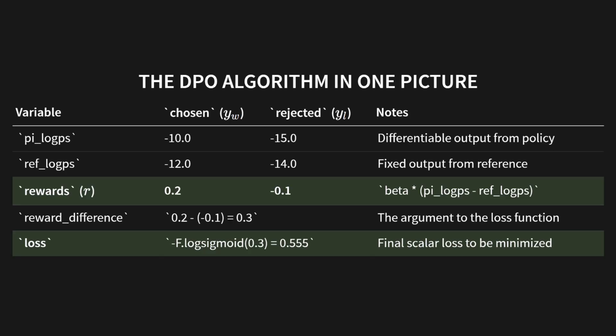The DPO algorithm in one picture. Look at this summary table. It puts everything we just did in one place. You can see the policy log probs, the reference log probs. Those combine to create our rewards, which gives us our reward difference of 0.3, and our final beautiful loss of 0.555. It all flows together perfectly.